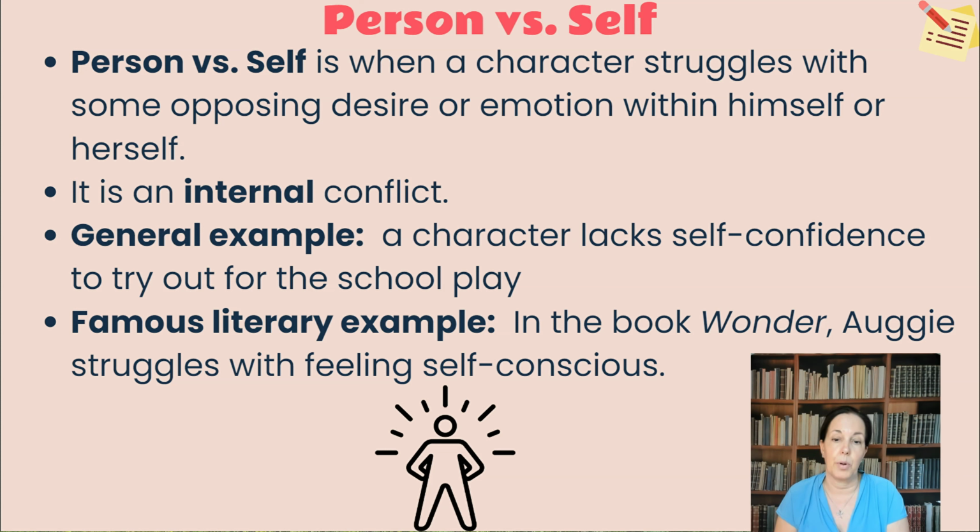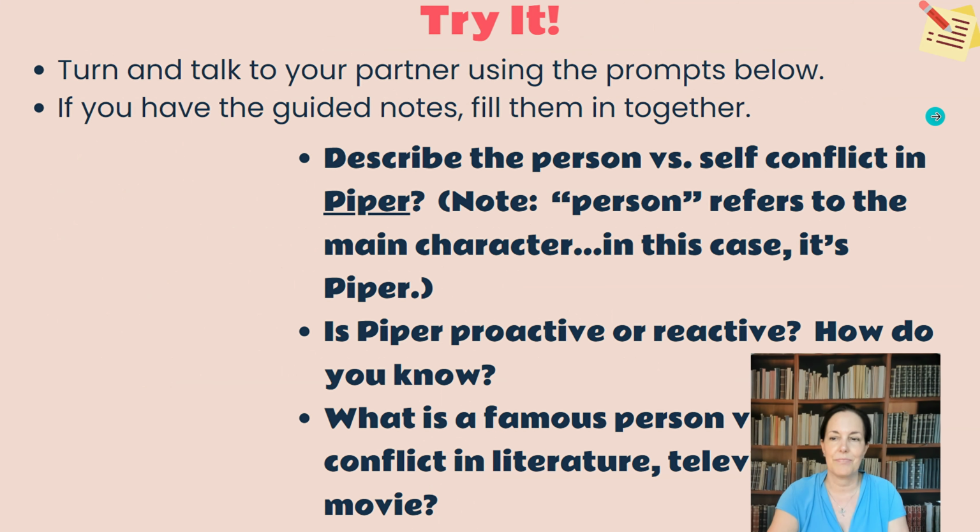Here's a general example. Character lacks self-confidence to try out for the school play. A famous literary example is in the book Wonder. Augie struggles with feeling self-conscious. I'm hoping many of you have read Wonder, and if you haven't, put that on your to-be-read list.